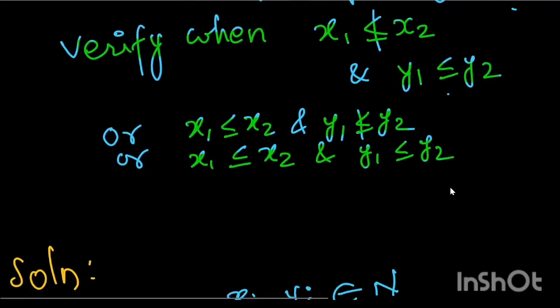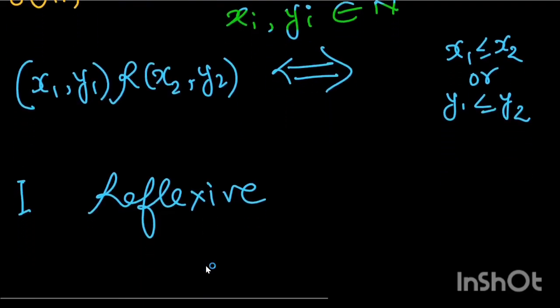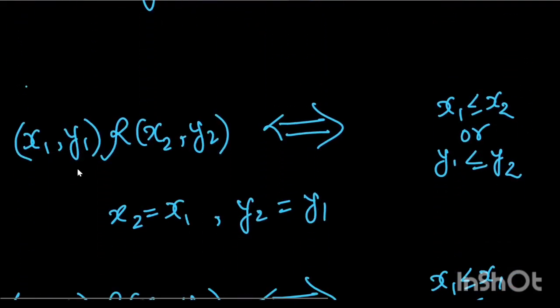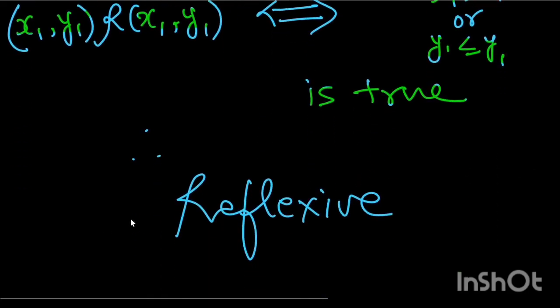So we will start with the reflexive property, where x1, y1, x2, y2 belong to natural numbers. For the reflexive property, we will substitute x2 as x1 and y2 as y1, so that both elements are the same: x1 y1 here and also x1 y1. This becomes x1 less than equal to x1, which is true, and y1 less than equal to y1, which is also true. Both are true, and if any one is true then it is true. So this whole thing is true, so we can say it is reflexive.